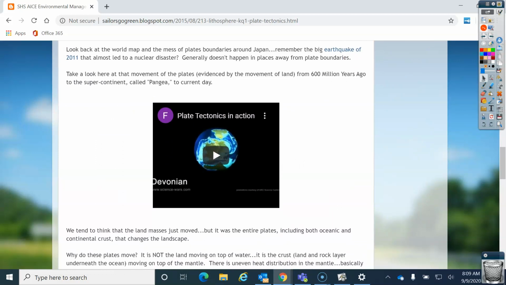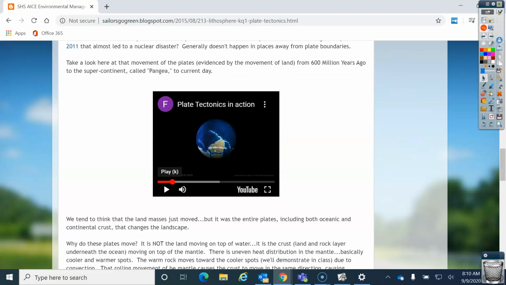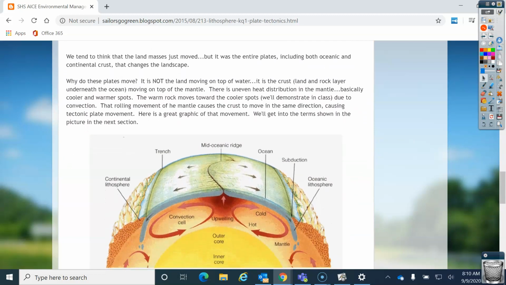So if we look at the plates over time, we're just going to look at the land masses here, and we can look at them over time in this animation. You're going from 600 million years ago to today, and you can see that the land masses have changed over time into what we currently have today. It's going to show it in much slower motion, so you guys can watch that on your own in the blog. All right, so we tend to think usually that the land masses just move, what we see on top of the ocean.